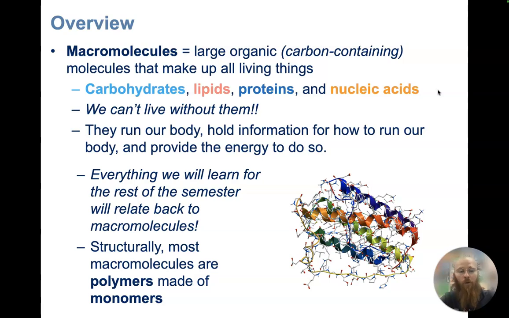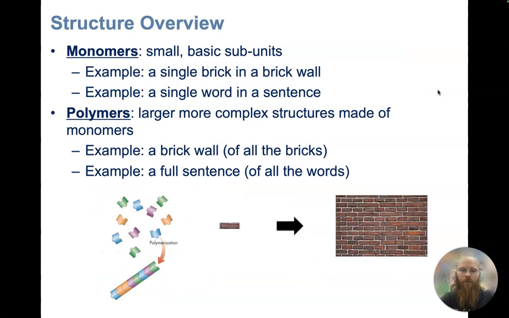Now, structurally, most of these macromolecules are polymers made of monomers. Let me go through real quick what I mean by that. Whenever I talk about a monomer, mono usually meaning one, a monomer is a small basic subunit. It's an individual subunit of something that's much larger. You could think of it as a single brick in a brick wall, or a single word in a sentence. This is an individual building block that will come together with other monomers to build what we call polymers. Polymers are larger, more complex structures made of these monomers.